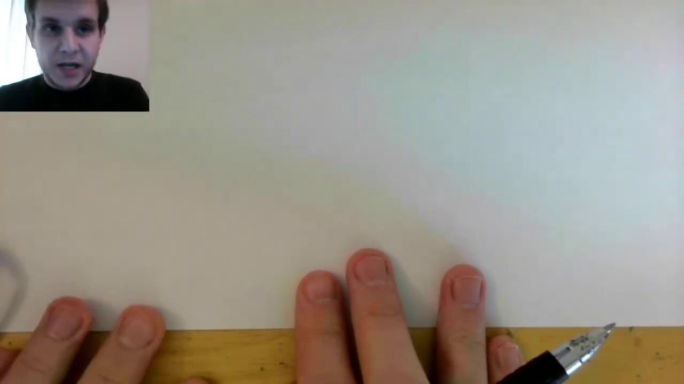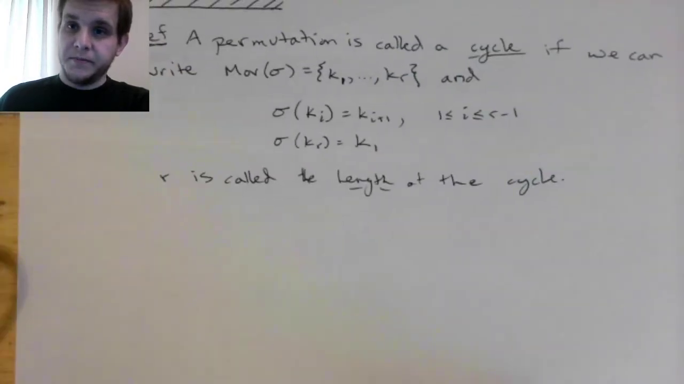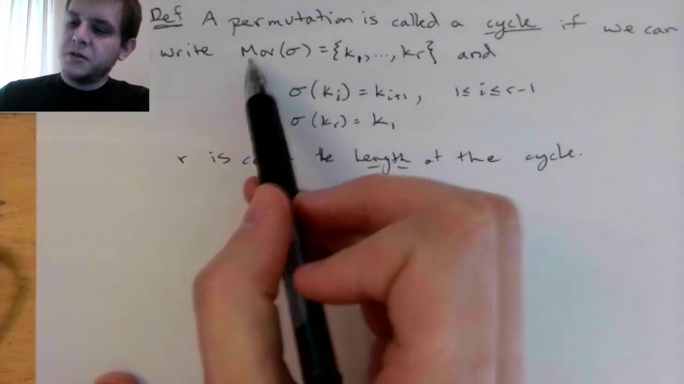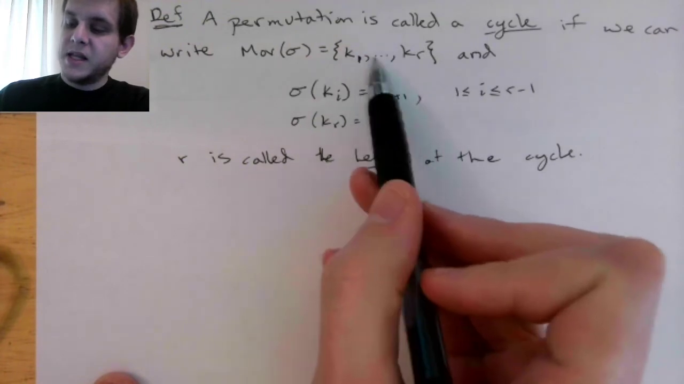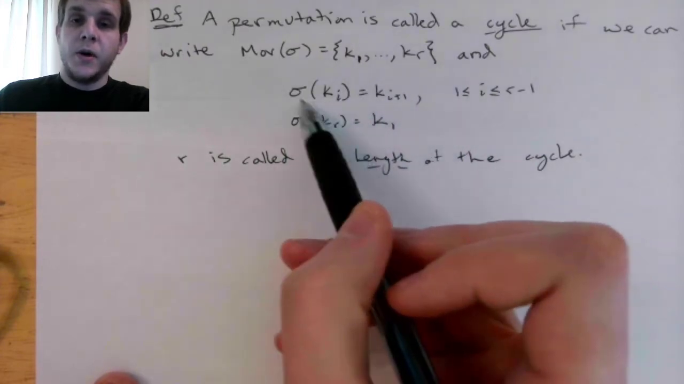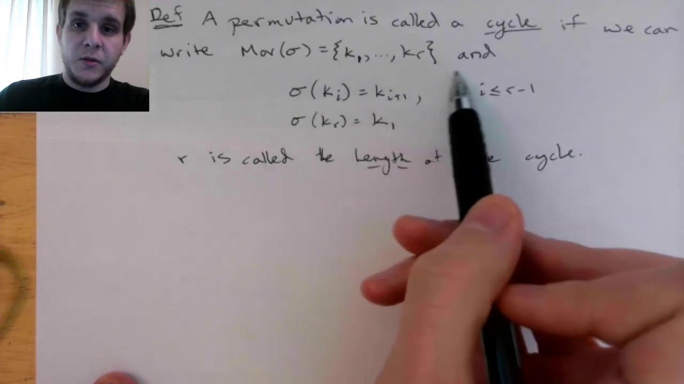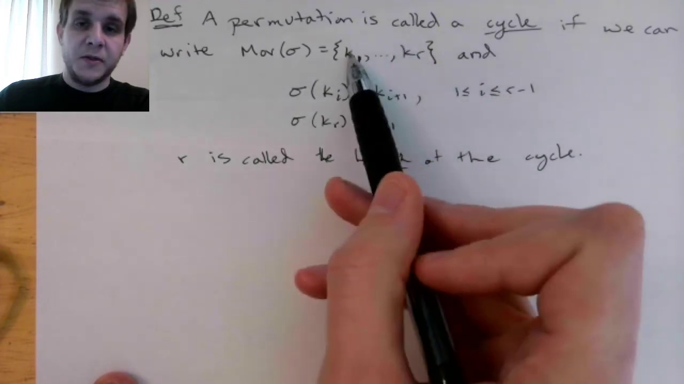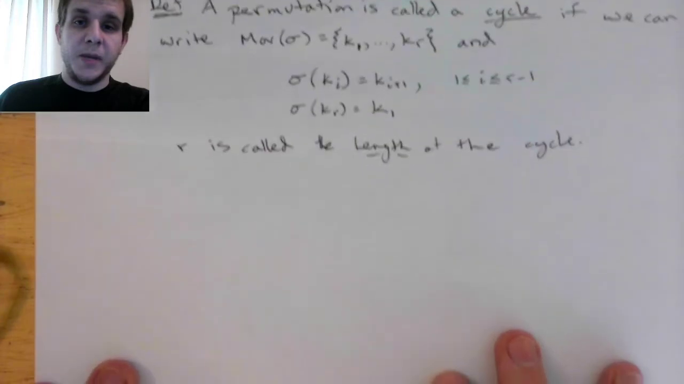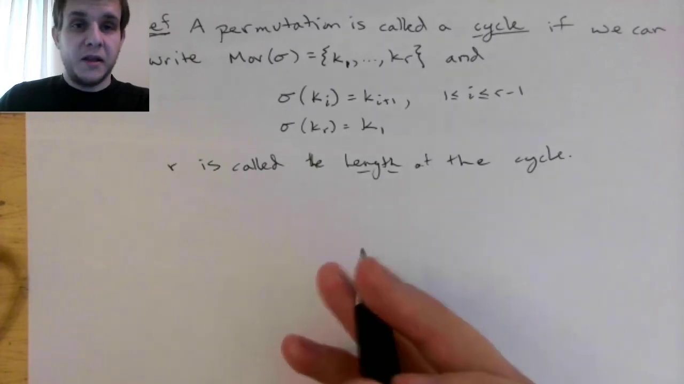Okay, and now we get to the crux of the matter, which is cycles. So a cycle is a specific type of permutation in which the moved point set can be listed in a certain order, k1 up through kr, where sigma sends ki to ki plus 1. So sigma moves each of these along one step at a time, and then sends the last element back to the first. So I march along, get to the last element of my cycle, and then get back to the beginning. And this number r is called the length of the cycle.